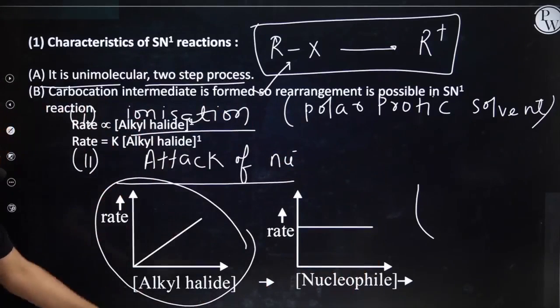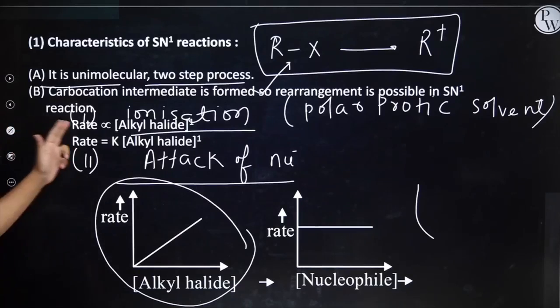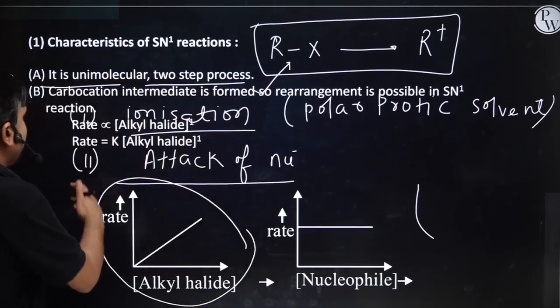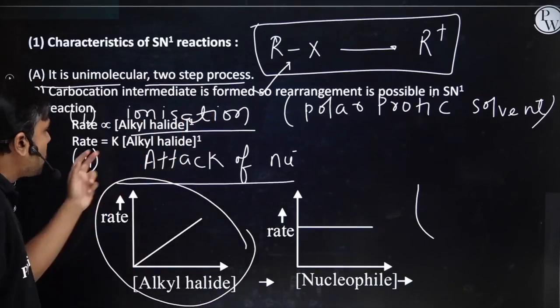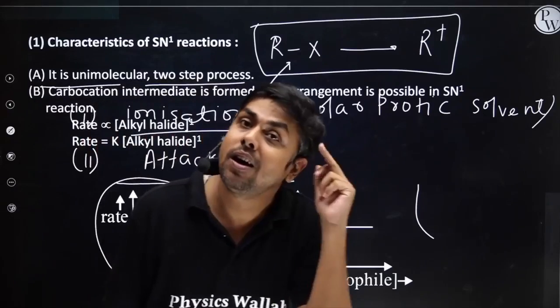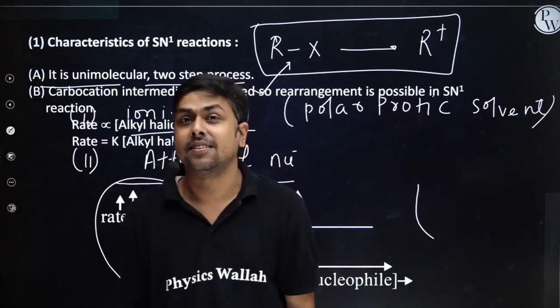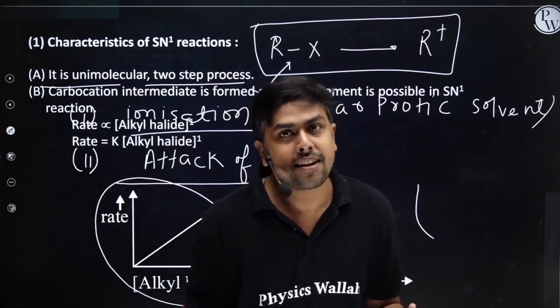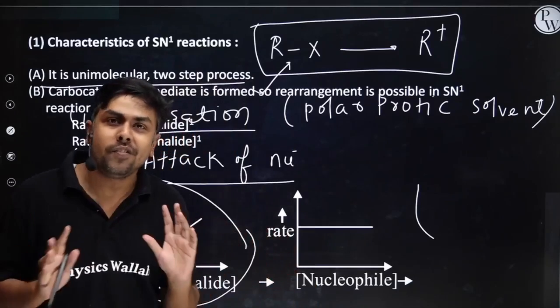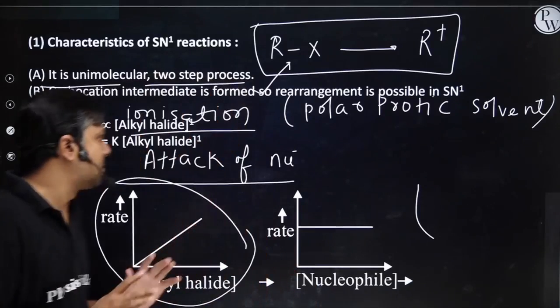Carbocation intermediate is formed, so rearrangement is possible. Rate of reaction is directly proportional to concentration of alkyl halide, or can I say rate of reaction is some rate constant into alkyl halide to the power 1. Unimolecular reaction. Molecularity of this reaction is 1, order of reaction is 1, independent of nucleophile. Let's move ahead.